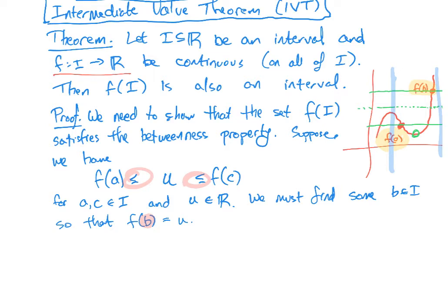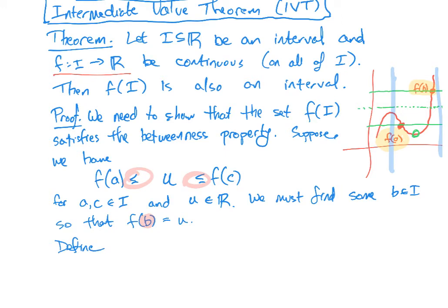Okay, so now I want you to think about how did we prove that the square root of 2 is a real number. We looked at the set of all real numbers whose squares are at most 2. And then we said it has a supremum, and then we said that supremum has to be the square root of 2. We're doing an analogous thing here.